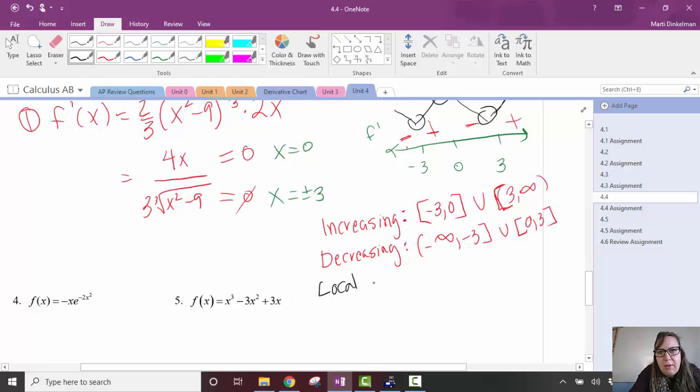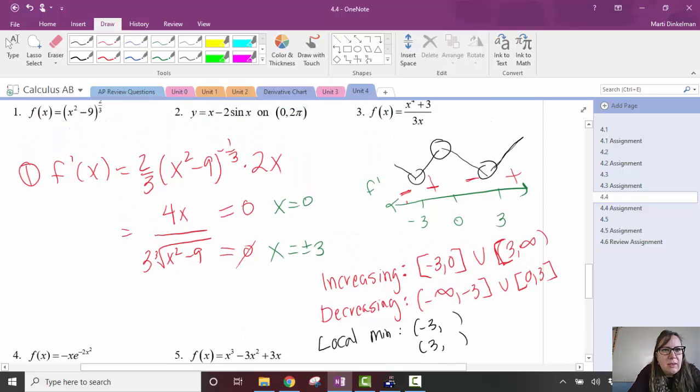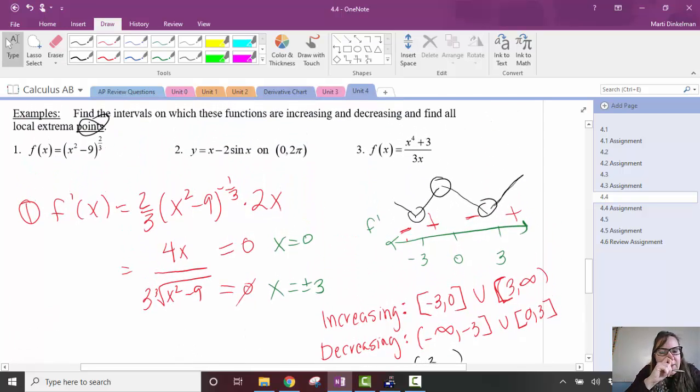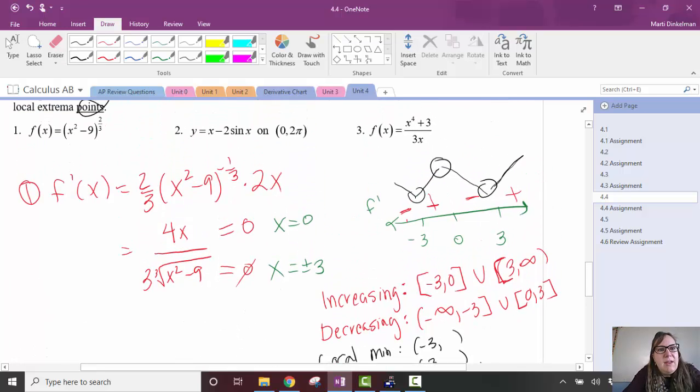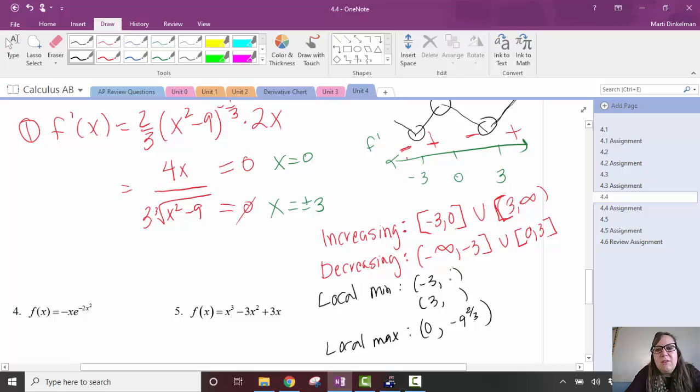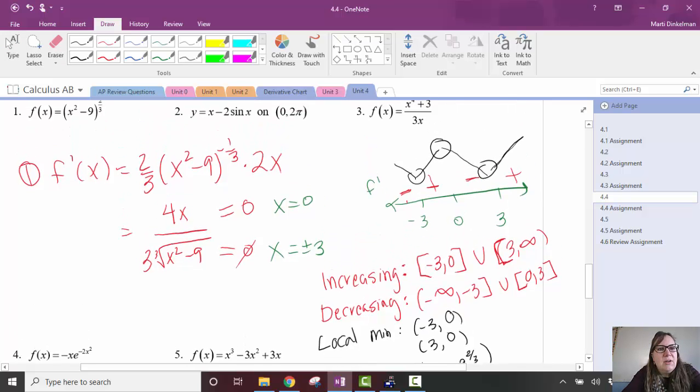So local min, let's do that one first, is going to be at -3 comma something, and then 3 comma something, and then our local max is going to be at 0 comma something. Okay, so I'm going to find the 0 first, maybe. So -9 to the 2/3. I don't really like that. We'll just call it -9 to the 2/3. They'd be happy with that. We can use our calculator to find that. And then if I plug in 3 and -3, luckily those are zeros, so I like that. That one turned out kind of nice.